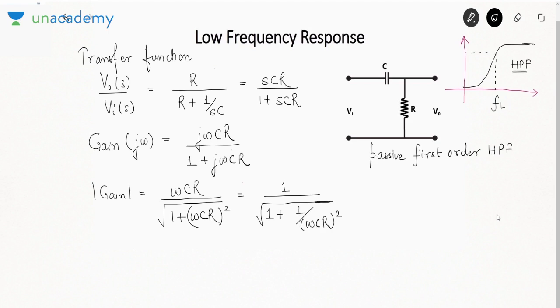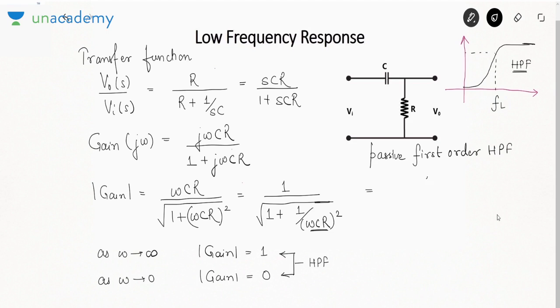Now what happens is, as omega tends to infinity, this mod of gain will become 1. That is, at high frequency the gain is 1. As omega tends to 0, 1 by omega will be infinity. If the denominator is infinite, the gain would become 0. That means at high frequency the gain is high, so it is acting as a high pass filter.